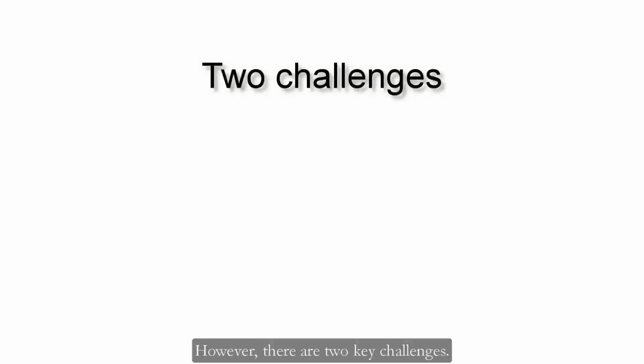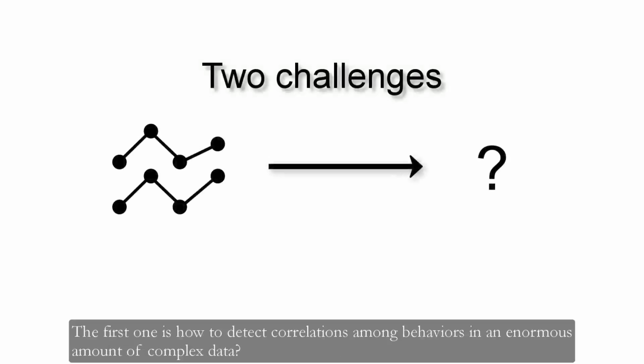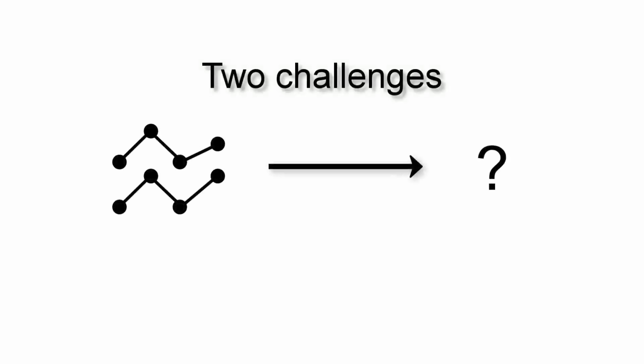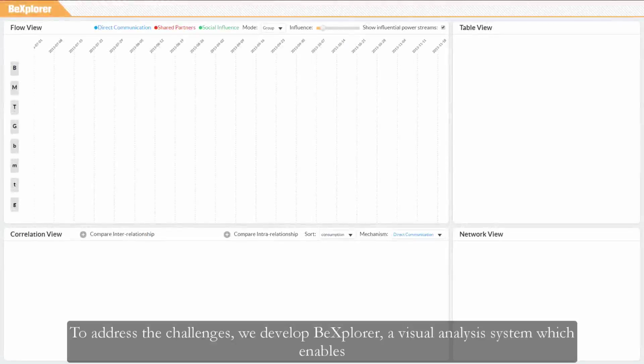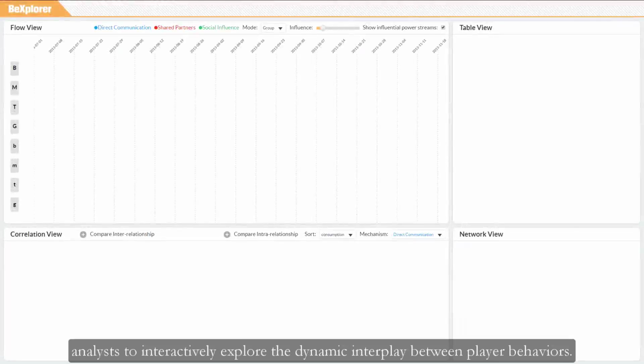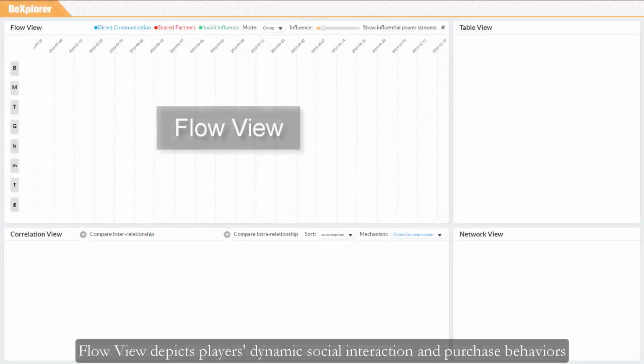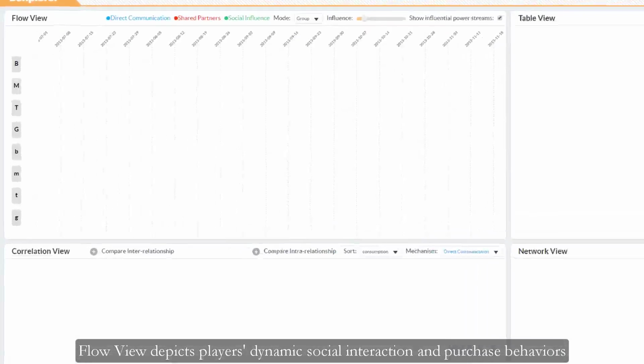However, there are 2 key challenges. The first one is how to detect correlations among behaviors in an enormous amount of complex data. The second one is how to understand the detected patterns. To address the challenges, we develop Explorer, a visual analysis system which enables analysts to interactively explore the dynamic interplay between player behaviors. FlowView depicts players' dynamic social interaction and purchase behaviors.